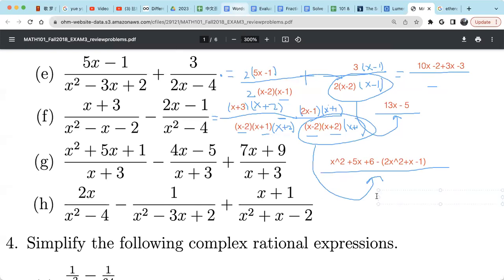Simplify. x squared minus 2x squared is negative x squared. 5x minus x, that's 4x. 6 minus negative 1 becomes 6 plus 1, that's plus 7. So this over our common denominator. Right. And this numerator cannot be simplified anymore, so we leave it like that. So the answer is negative x squared plus 4x plus 7 over the common denominator of x minus 2 times x plus 2 times x plus 1.